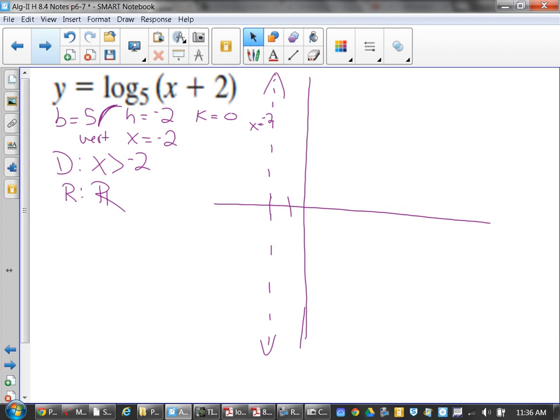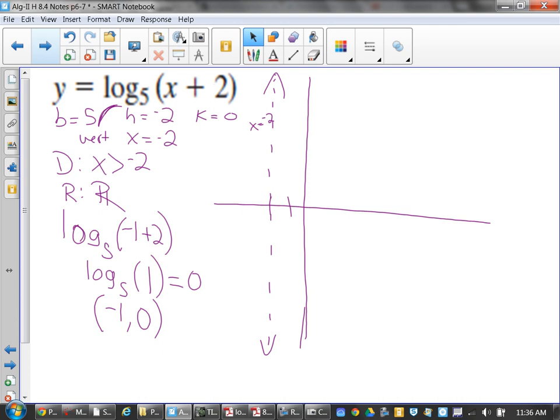So now, again, our two ordered pairs, we want to make this log base 5 of -1 plus 2. That gives me log base 5 of 1, which is 0. So the ordered pair is at -1 and 0. And -1 plus 2 equals 1. That's how I get that first one. After that, I used it with log base 5 of 5. So my x value is 3.